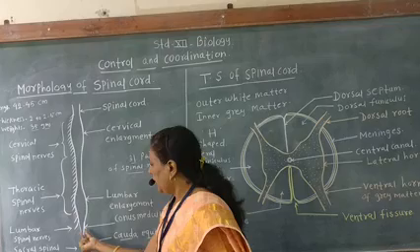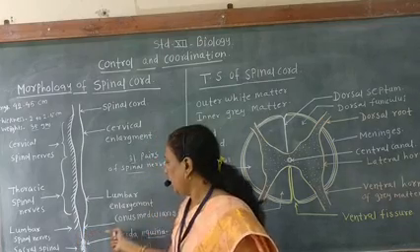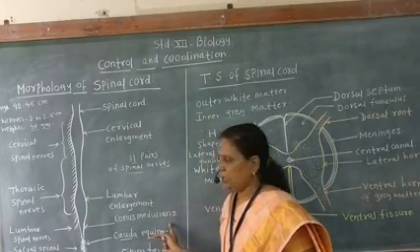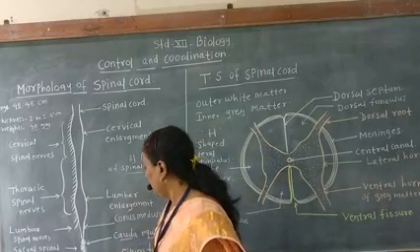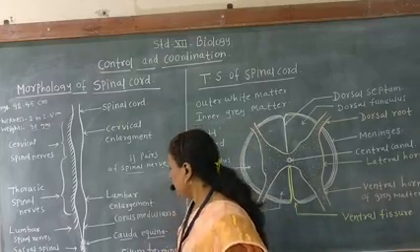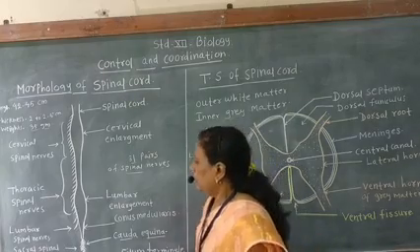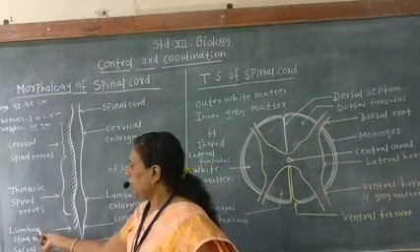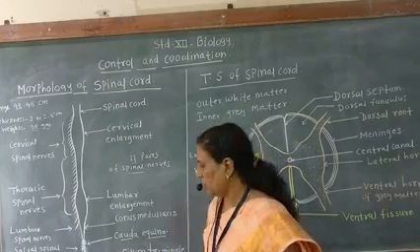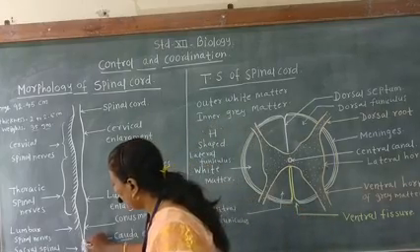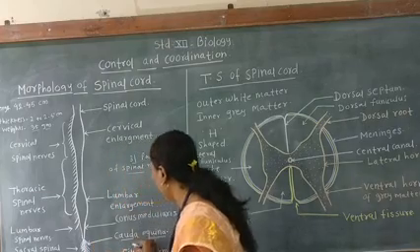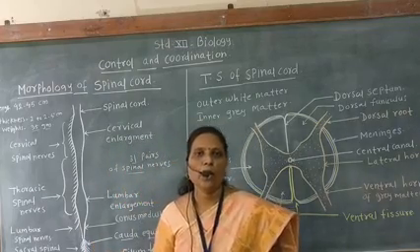Now the posterior tapering end of the spinal cord in the lumbar region is called the conus medullaris. The posterior terminal end, a non-nervous thread-like structure, is called the filum terminale. The filum terminale along with the sacral nerves and lumbar nerves forms a horse tail-like structure, and it is called the cauda equina.